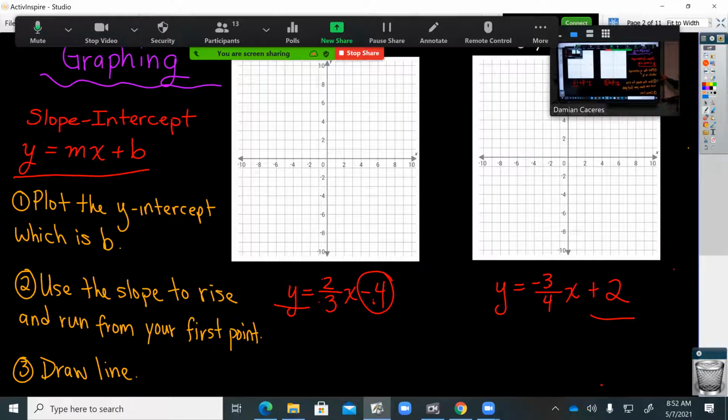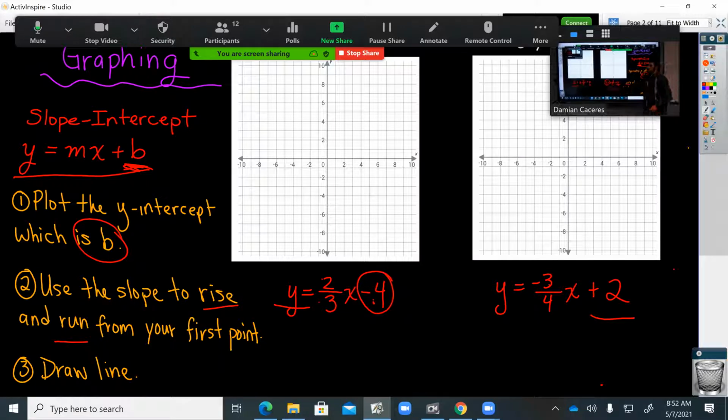Now, the steps to actually graphing it, once you have it in slope-intercept form, are these two simple steps. The last one says draw a line. That's not considered a step because that's what you're going to do anyways. So two simple steps. Plot the y-intercept, which is b, that number, and use the slope to rise and run from that point that you made. Once you have those 2 points, you draw a line and you're done.